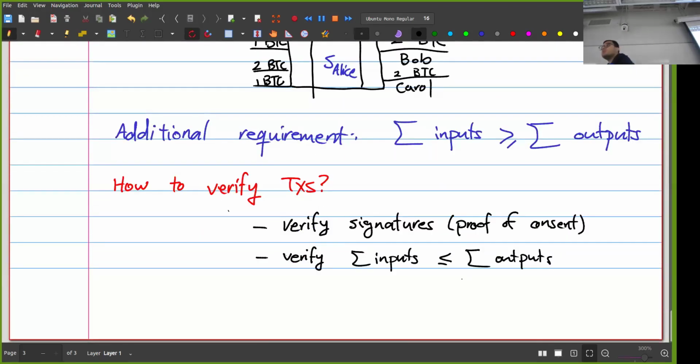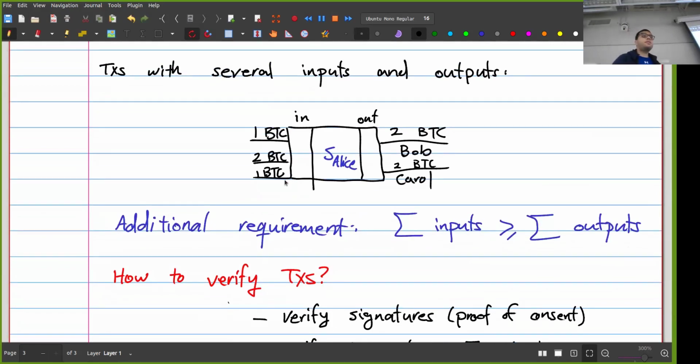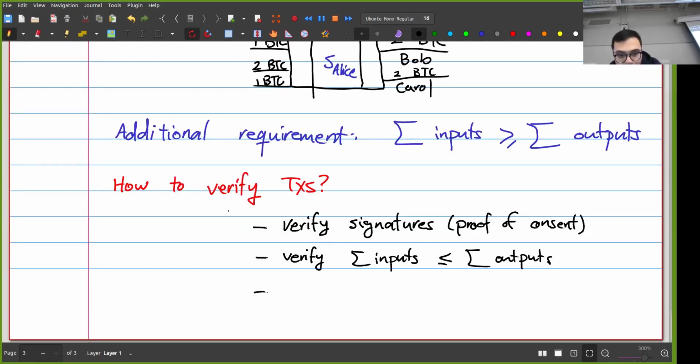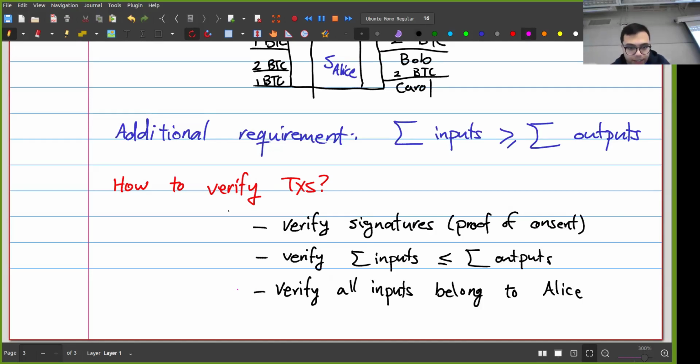You have to verify every input, right? Because these inputs are just pointers. So Alice is claiming that she has received 1 Bitcoin here, 2 Bitcoins here, 1 Bitcoin here. You need to verify that that was actually the case. So you need to keep track of all the transactions that have happened in the past so that you can actually follow these pointers and see if Alice was paid, right? So verify all inputs and make sure that they belong to Alice. And for this, as I said, you need the history of all transactions. You need all historical transactions to do this.